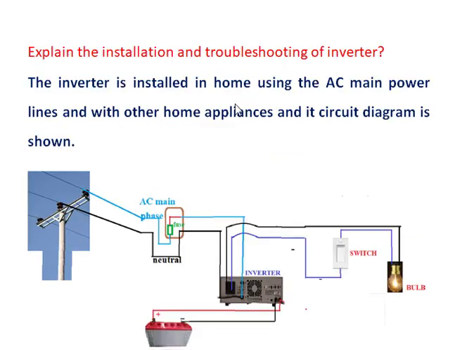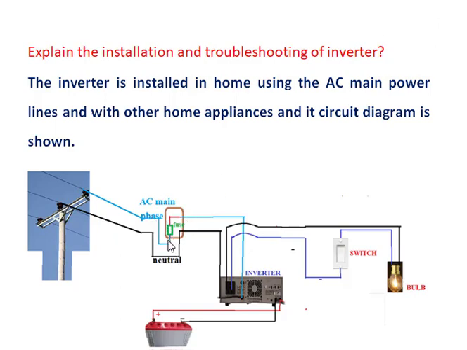The inverter is installed in the home using the AC main power lines and with other appliances, and its circuit diagram is shown there. It is the power post, the neutral and phase lines from this is given to the main board of the home.